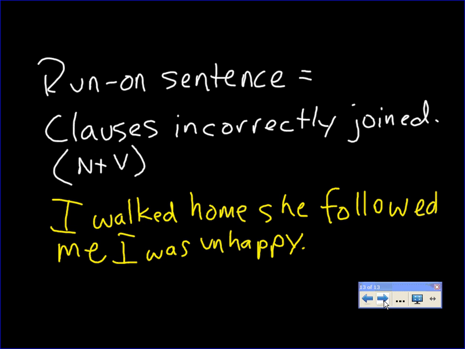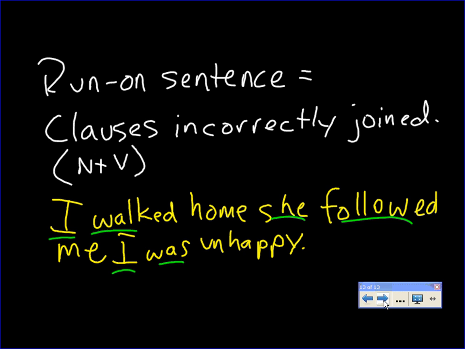Somebody tell me how many clauses, how many noun-verb pairs are in that sentence. Three. Correct. Can you tell me what they are? No, just give me the noun-verb pair. I walked. Keep going. She followed. Keep going. I was. That's correct.